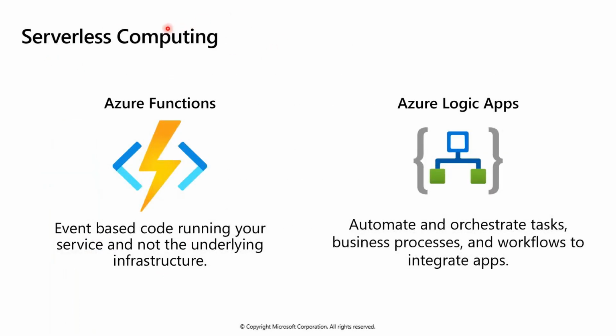Serverless computing we have already seen in the first module. So you have serverless computing through Azure Functions and Azure Logic Apps. Logic Apps is more on the orchestration and workflow management side, while Azure Function is more on the event-based code running for your service. So if you have any event on which you want to run a code without managing any serverless scale up, scale down issues, go for Azure Function.